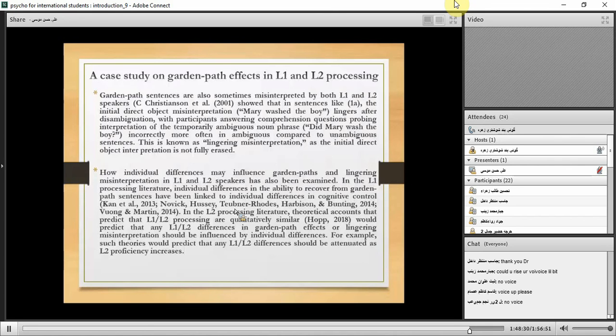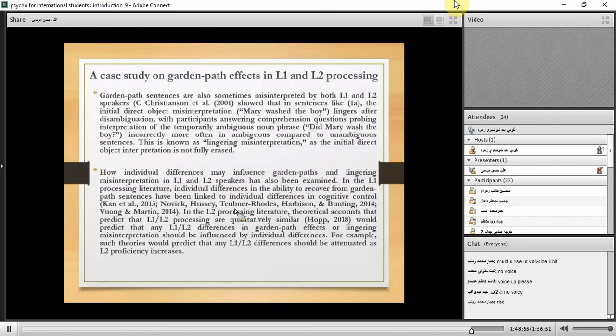Such theories would predict that any L1, L2 differences in garden path effects or lingering misinterpretation should be influenced by individual differences. For example, such theories would predict that any L1, L2 differences should be attenuated as L1 proficiency increases. Existing studies have, however, not provided consistent results in this regard.